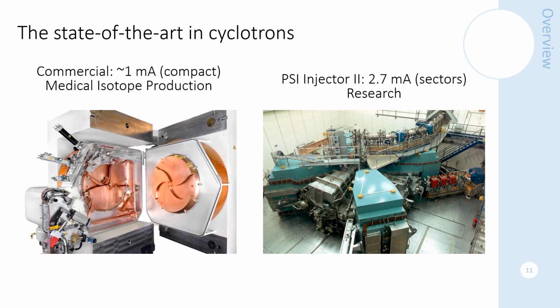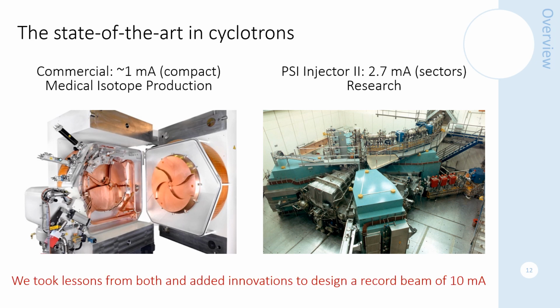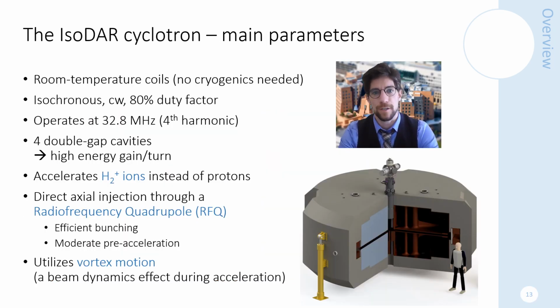PSI Injector 2 is also a 4-sector machine. That means it is larger than a compact cyclotron and doesn't lend itself as easily for underground installation. We have taken lessons from both of these accelerators and put them together and added some innovations of our own to design a record beam current of 10 milliamperes. This is the ISODAR cyclotron.